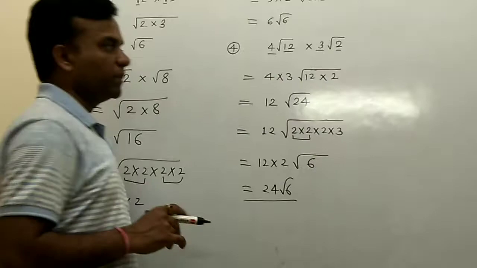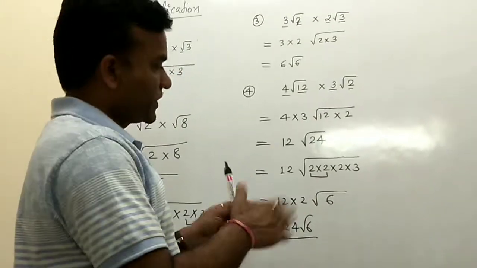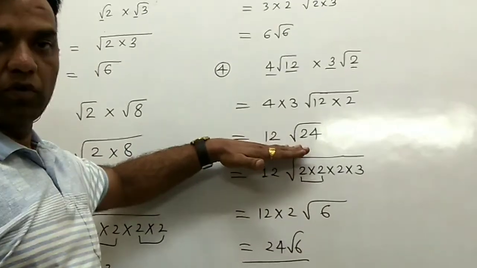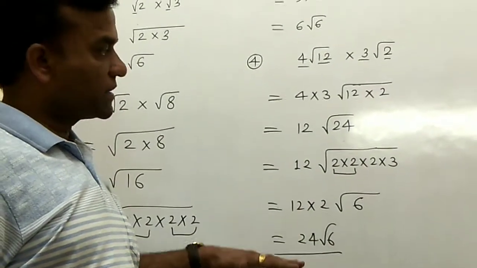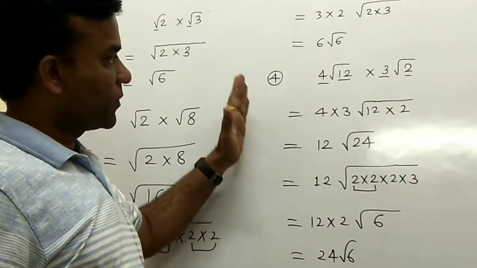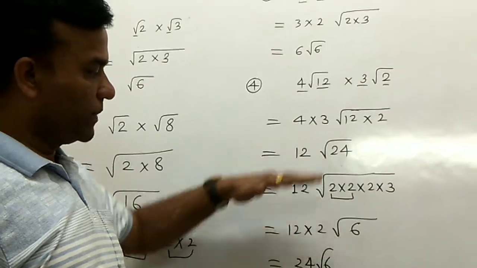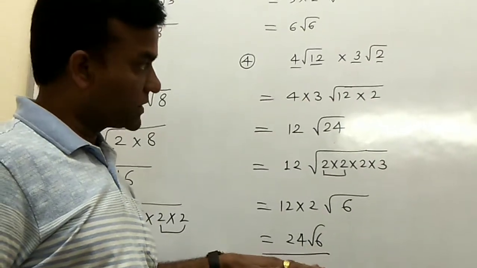So in multiplication, you may consider the answer after simplifying or before simplifying. If you only multiply, then your answer is 12 root 24, but after simplifying you have 24 root 6. So both answers are possible. If the question asks only to multiply, you write 12 root 24, but if it asks with simplification, you write 24 root 6.